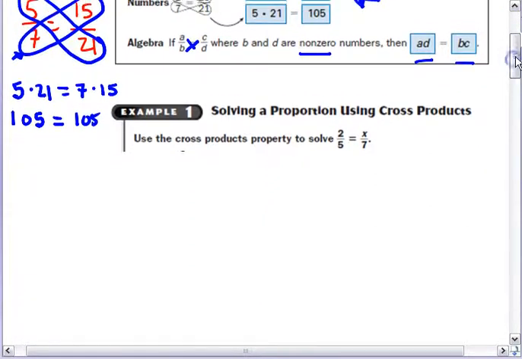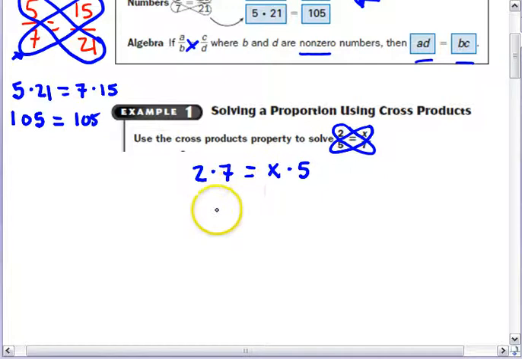Alright, so let's practice this for a little bit. Let's use cross products to solve this. My goal is to find out what X is. So for this particular example, if I have 2 over 7 equals X over 5, I can write cross products. So 2 times 5... 2 times 7 equals X times 5. Alright, let's simplify this first. 2 times 7 is 14, and that should equal 5x.